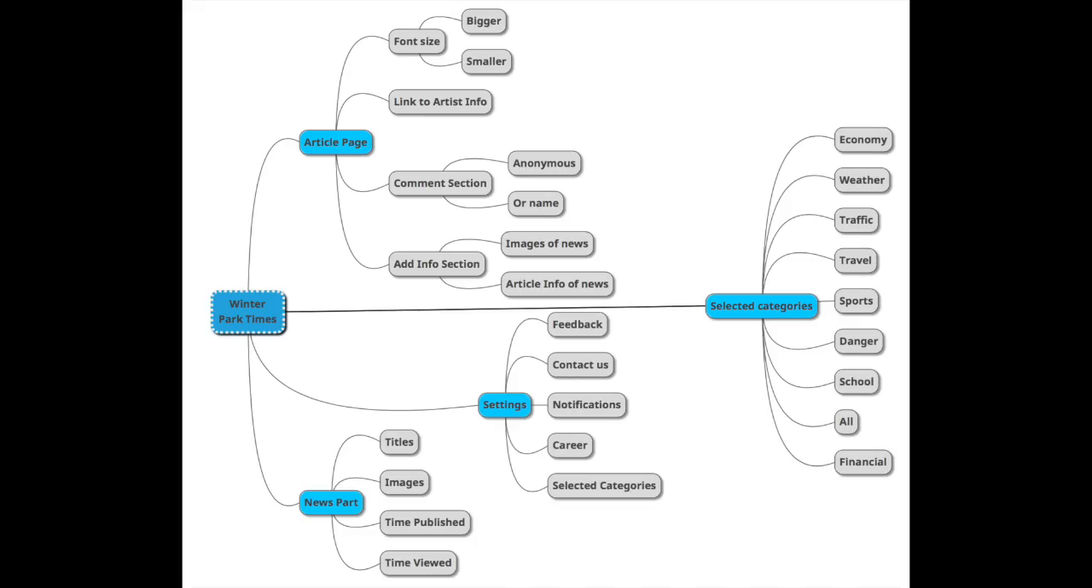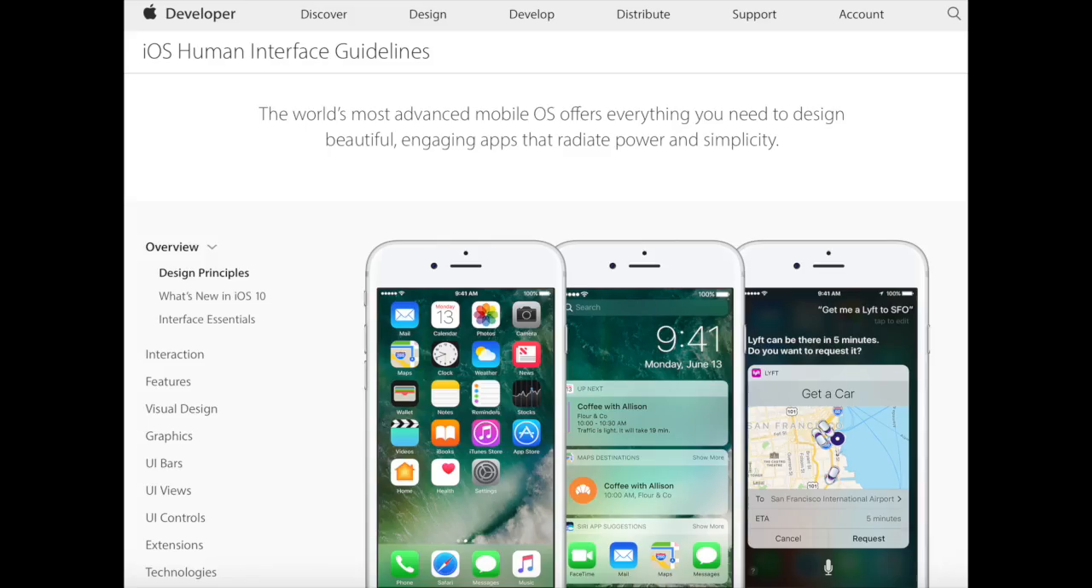And then in the 4th week, we created the storyboards for our Winter Park Times application. And this is where we actually are creating a few features that were given to us, and we have to actually design it. We did learn about the HIG, which is the Human Interface Guidelines that Apple has created for us.